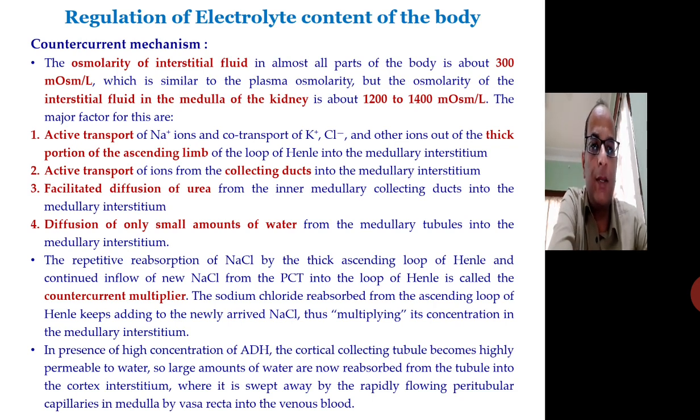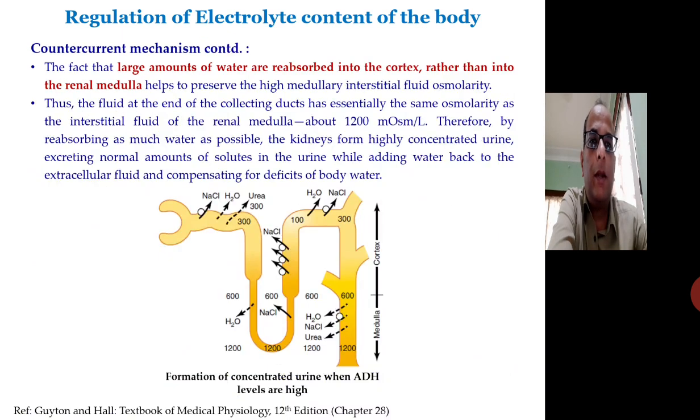In presence of high concentration of ADH, the cortical collecting tubule becomes highly permeable to water, so large amounts of water are reabsorbed from the tubule into the cortex interstitium, where it is swept away by the rapidly flowing peritubular capillaries in medulla by vasa recta into the venous blood.